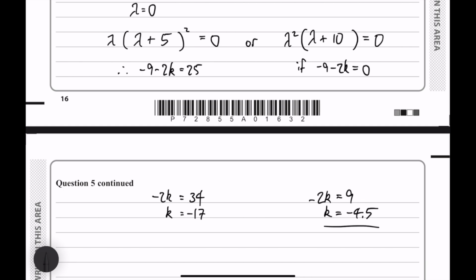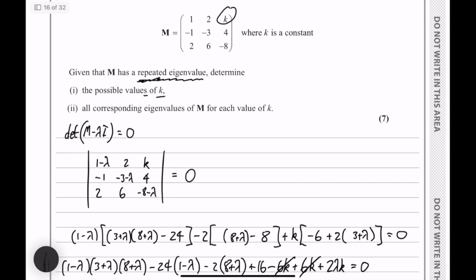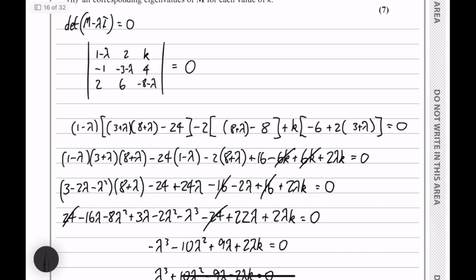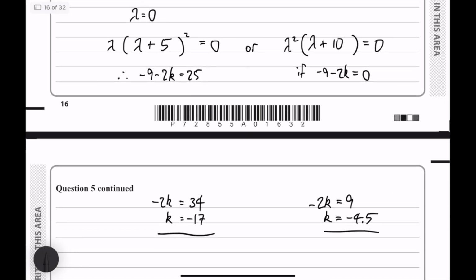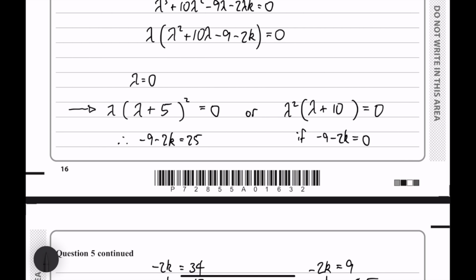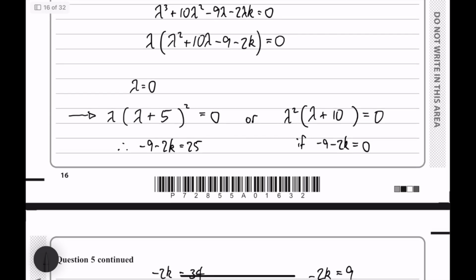So these are our two k values. And we also need to find the corresponding eigenvalues for each value of k. Okay, we've done almost all the work for this already. If k is minus 17, then this bit here is true, in which case lambda equals 0 is one of them. The other eigenvalue must be the bracket, so lambda plus 5 equals 0, so lambda equals minus 5. And in this case, the minus 5 is the repeated root.